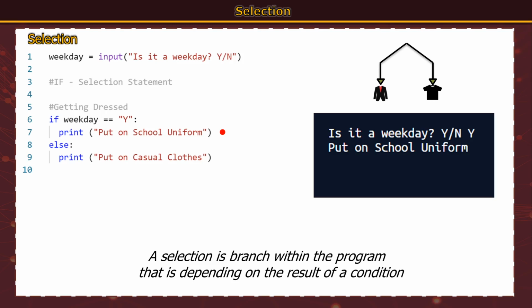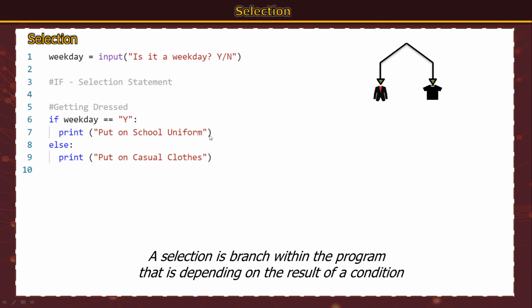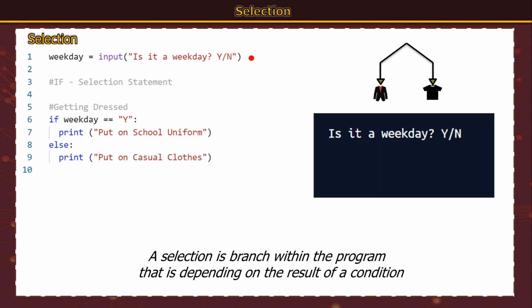Basically, the way it works is on line 6 here, it checks if this condition is true or false, and this will determine the branch that the program will take. If I was to run the program again and take an input of no this time, when it gets to the conditional statement here, in fact this time n is not equal to y, so therefore the result would be false, so the program would take a different branch. It would in fact print out put on casual clothes.